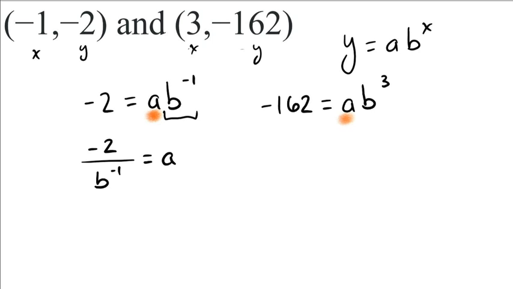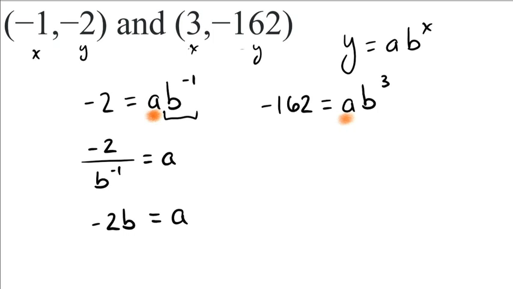We've practiced simplifying expressions like this a lot. I have b to the -1, right? So I can rewrite this as -2 times b to the first power, or just -2b. So the first equation is telling me that a is -2b. So that's what we're going to use as our substitution.